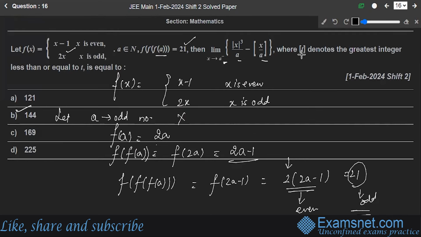We have option B as the correct answer. Hope you are clear with this. Let's move to the next question.